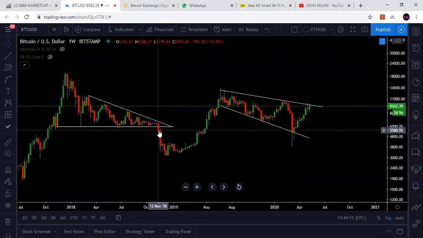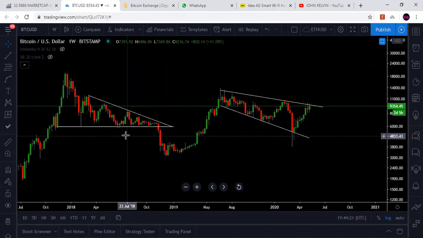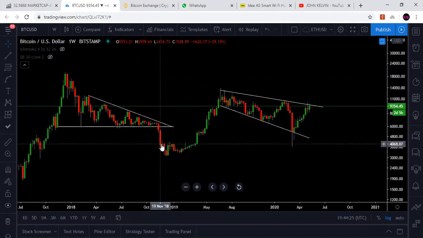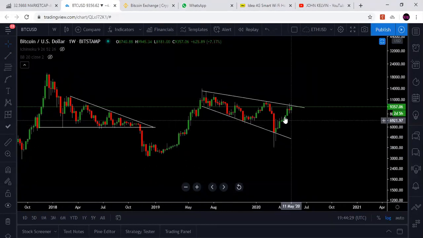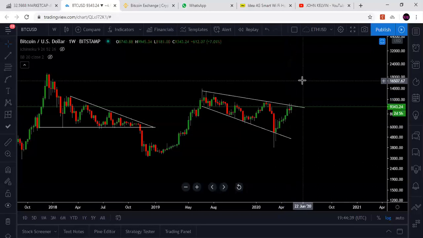So when we get the body of the candlestick closing below the support, which has been tested several times, then a move to the downside would be sure. The same thing we're having here. Until we have the body of the candlestick close above this down sloping resistance, we will not be sure of more upside. And take note of that.